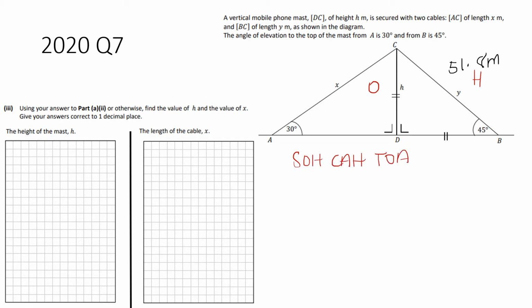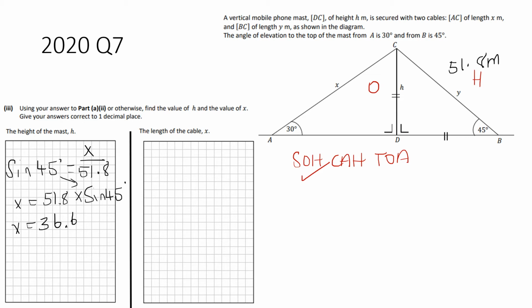So you can use SOH CAH TOA. Because you have the opposite and the hypotenuse, you're going to use sin. So the sin of the angle, which is 45 degrees, is equal to the opposite, which is h, what you're looking for, over the hypotenuse, which is 51.8. Then just cross multiply. So h is equal to 51.8 multiplied by sin 45. So h here is equal to 36.6 meters to one decimal place.